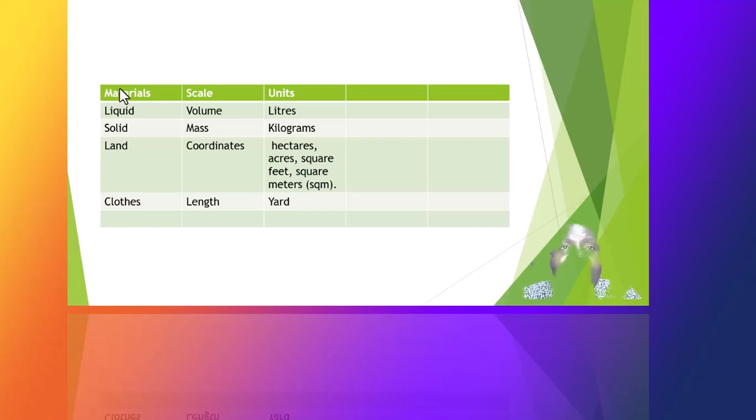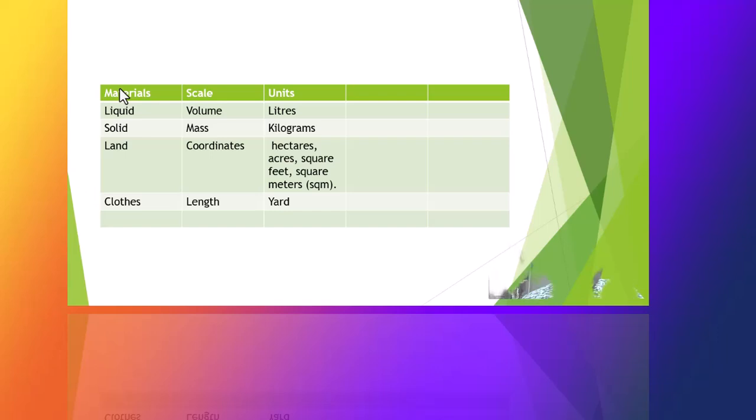The same thing: you can't go to where you want to buy chicken and say they should sell you 50 liters of chicken, because that's not the unit or scale. Lands also are measured on coordinates. We have hectares, acres, square feet. You can't say I want to buy 50 liters of land. Clothes also are measured in length. You can have 2 yards, 3 yards.